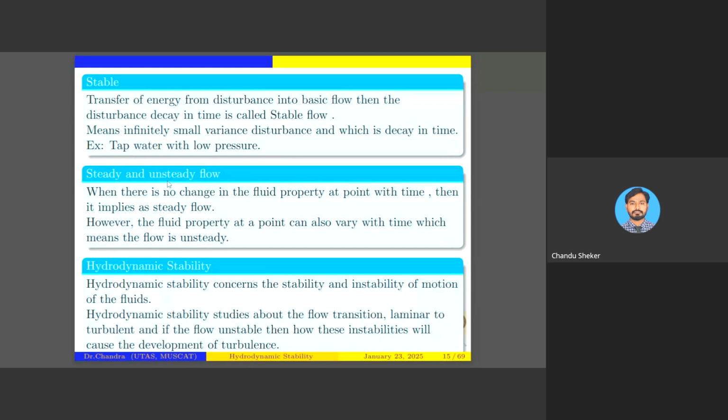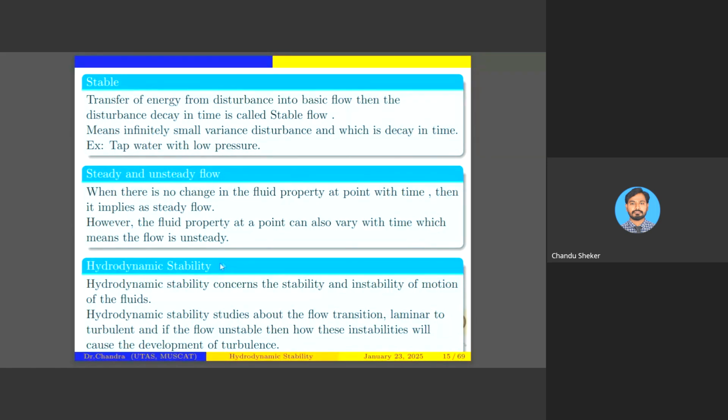Now steady and unsteady flows. See here, in a flow, if there is no change at a point with time, then we can say the flow is called a steady flow. Oppositely, we can say unsteady. So if the fluid properties change at a point with time, it is called unsteady flow.